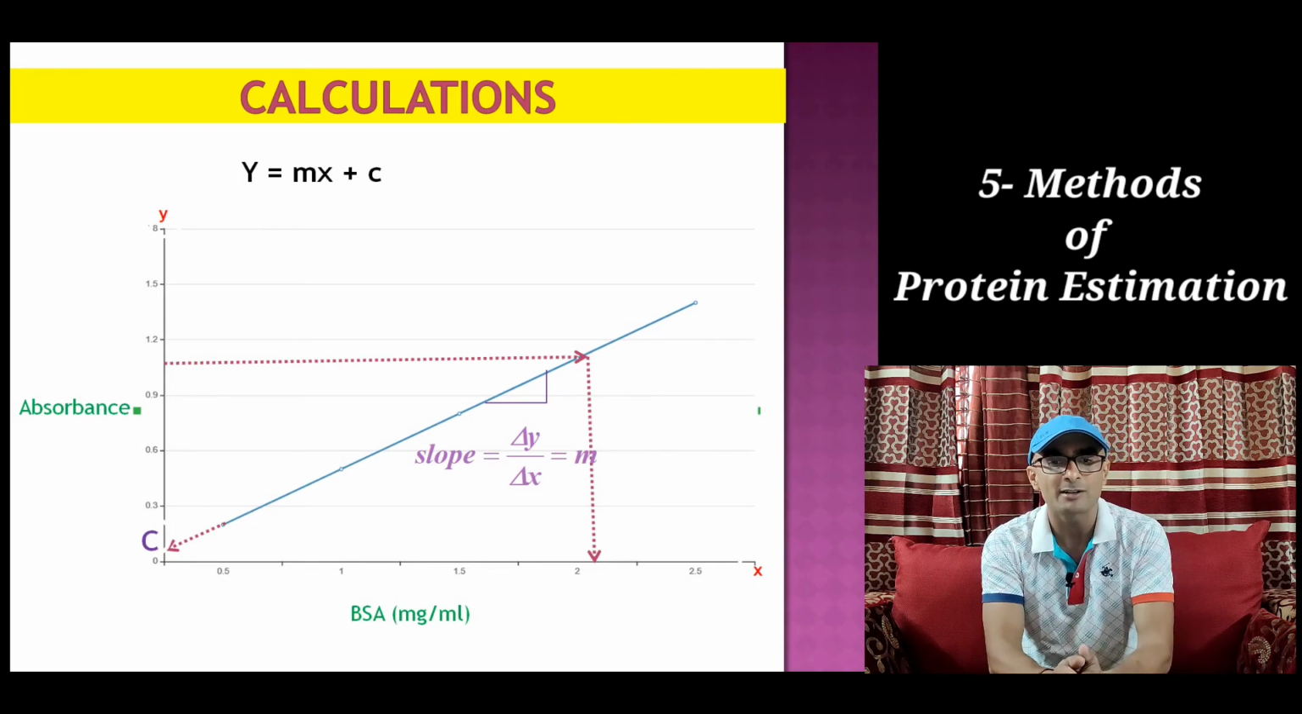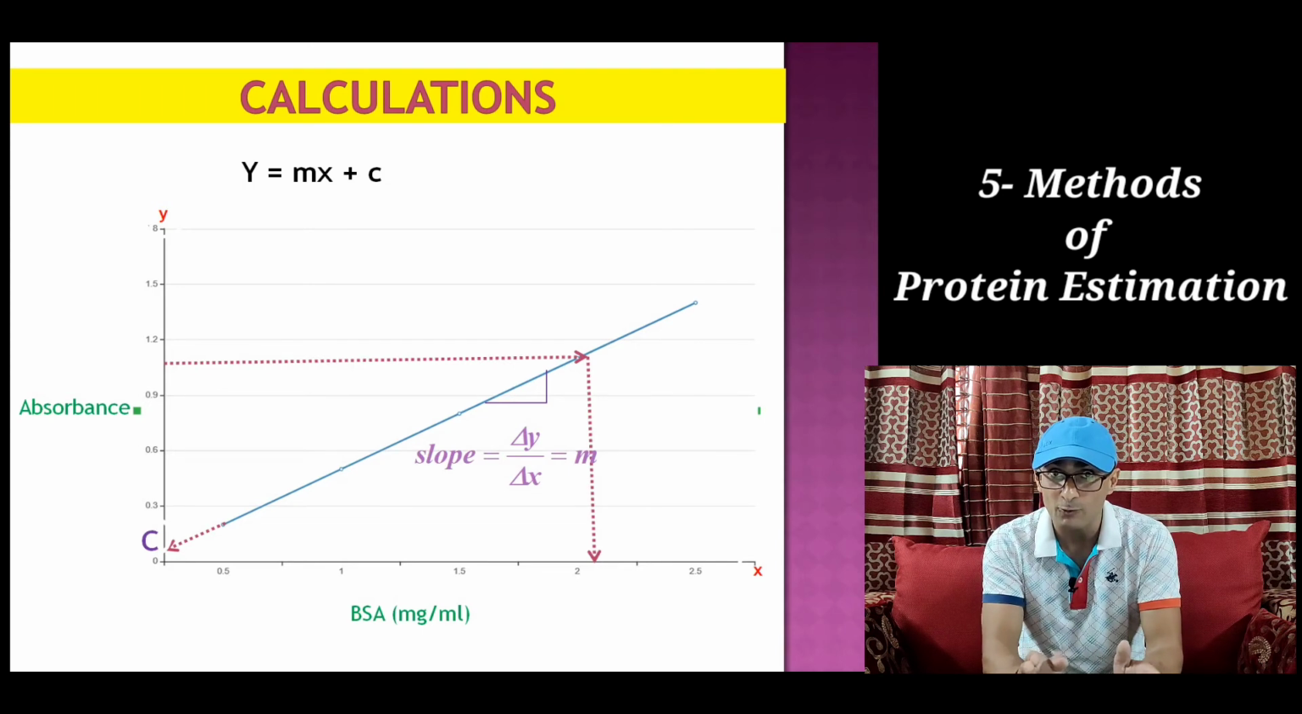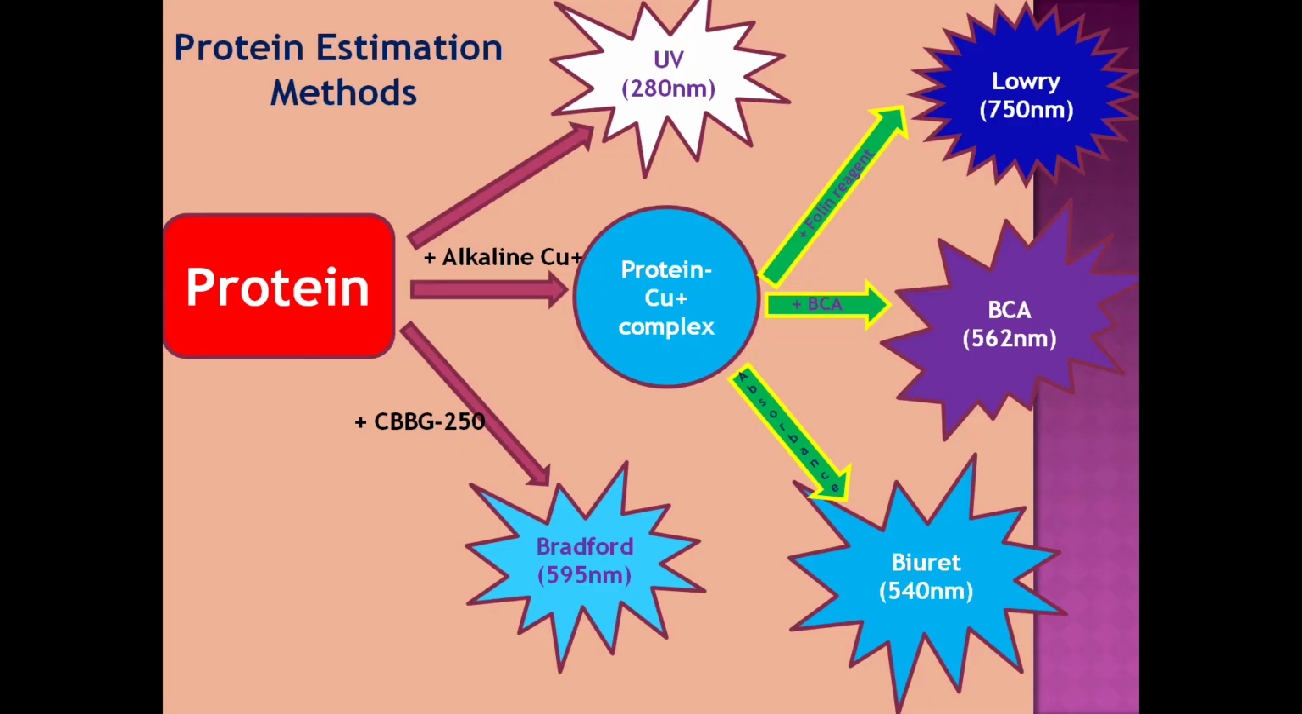All the colorimetric methods of protein estimation use the formation of a standard curve, and from the standard curve we deduce the concentration of our unknown protein sample. So to summarize all 5 methods of protein estimation: in the UV method, the absorbance of protein is directly measured at 280 nanometer to quantify protein. In the Bradford method, the protein sample is allowed to react with Coomassie Brilliant Blue G250 dye, and the complex formed is measured at 595 nanometer.